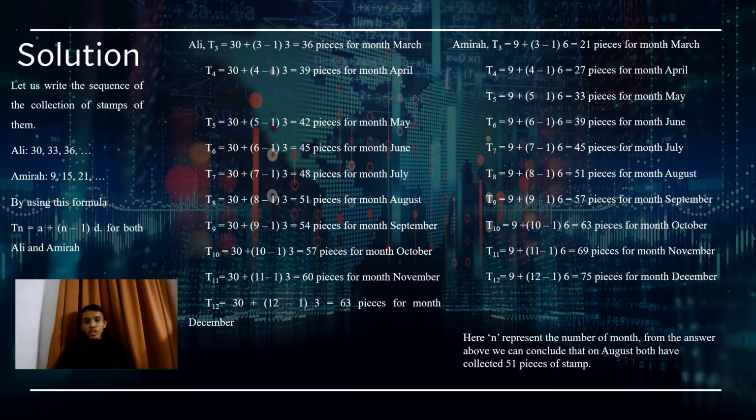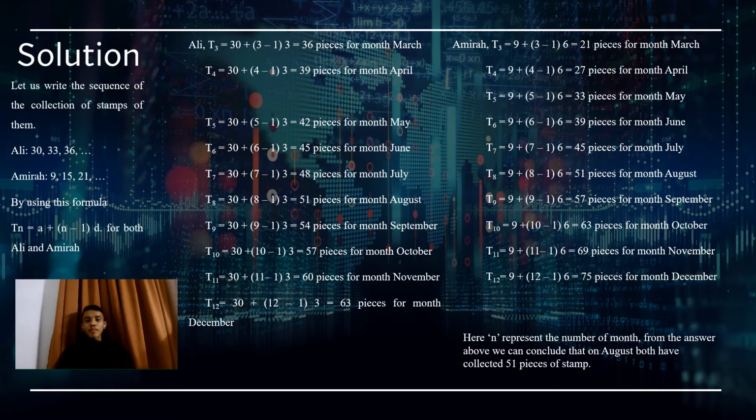So our question is, Ali and Amira are friends. They have the same hobby, which is collecting stamps. Ali collected 30 pieces of stamp in January. He will buy 3 pieces of stamp every month to increase his collection, while Amira collected 9 pieces of stamp in January. She will buy 6 pieces of stamp every month to increase her collection. At what month is their collection the same?